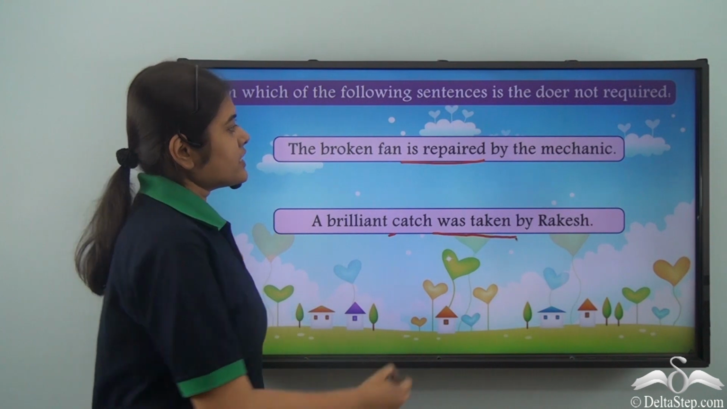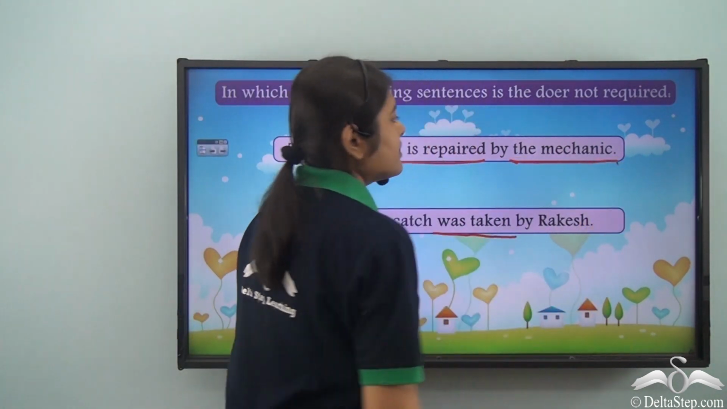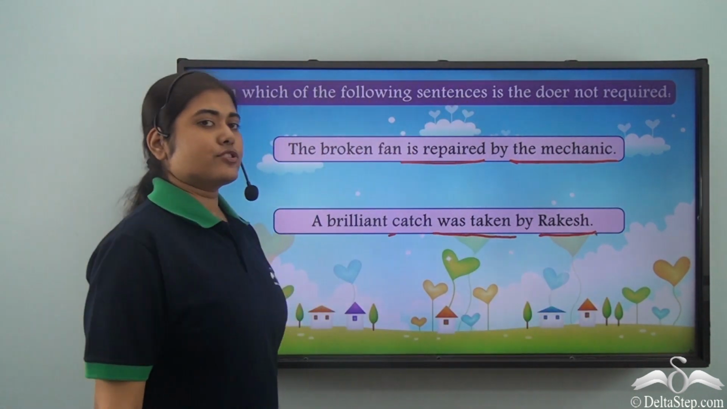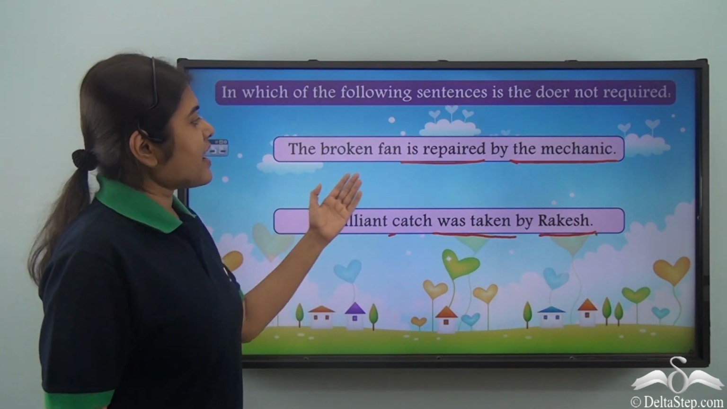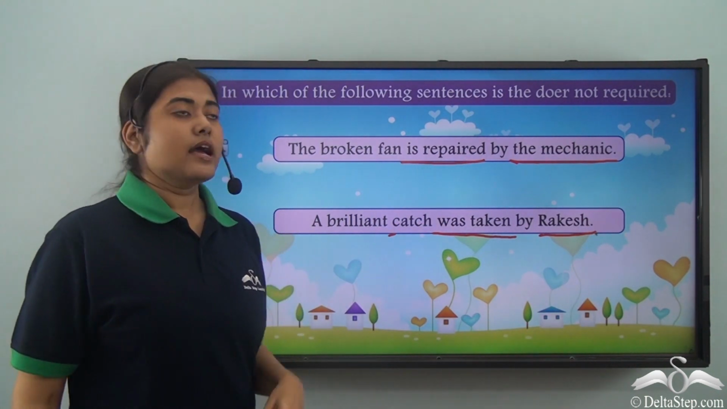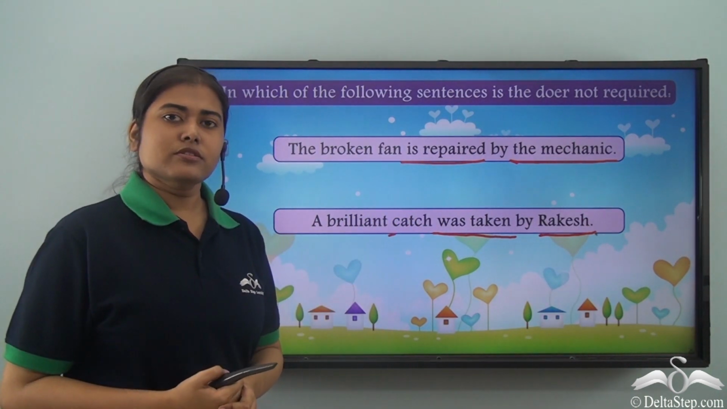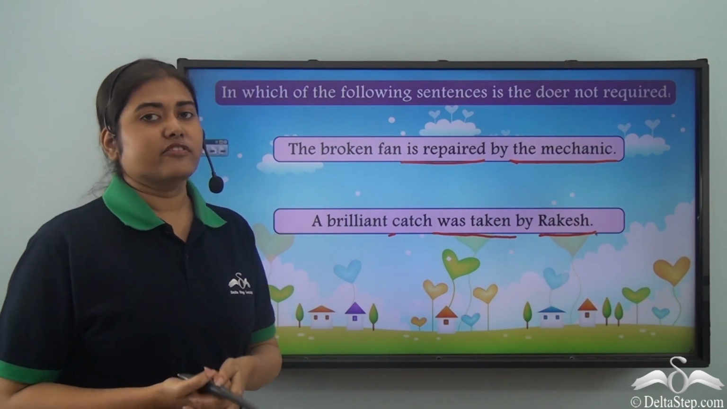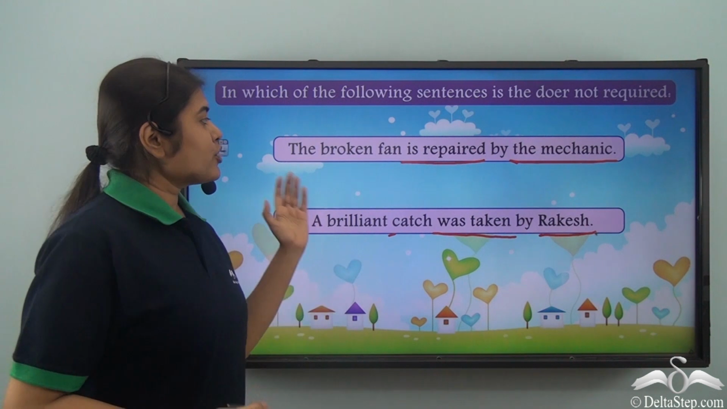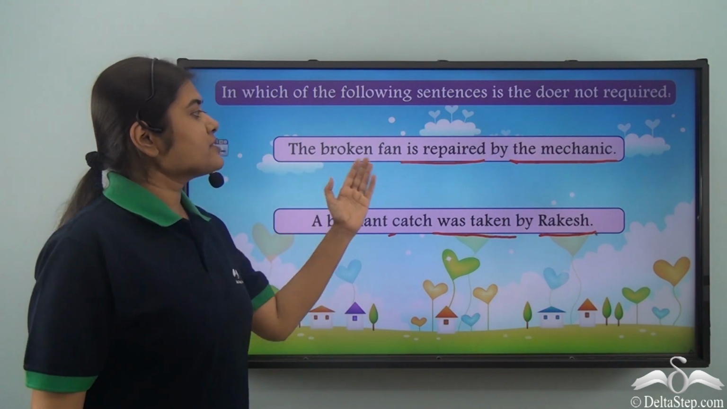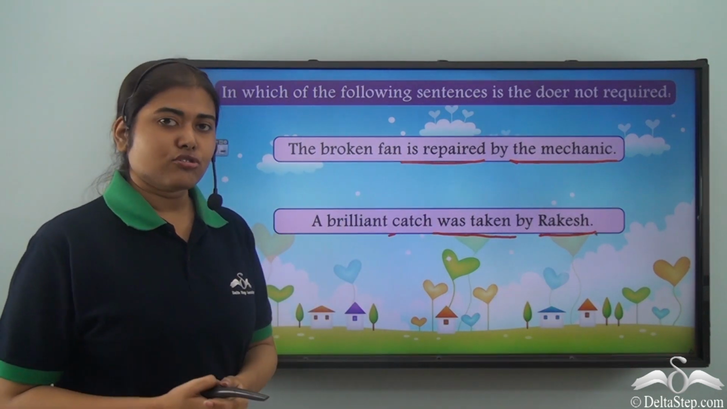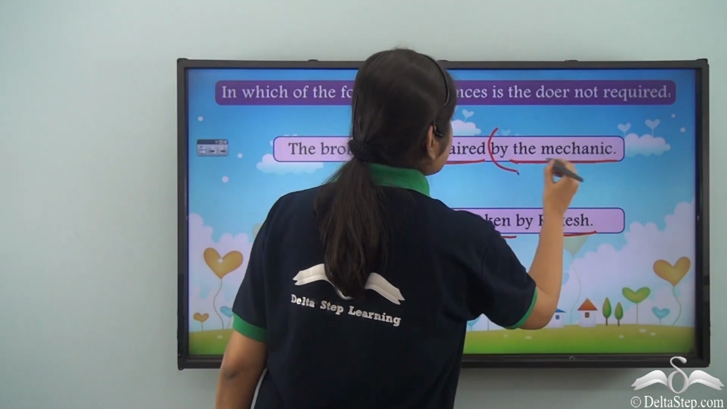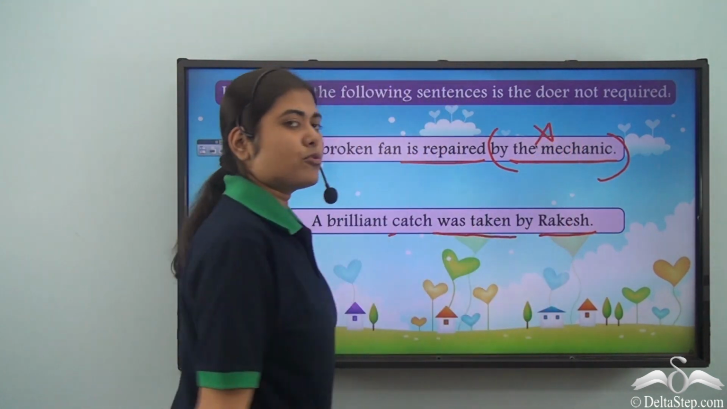But if you see in this case, the doer is the mechanic and in the second case the doer is Rakesh. Now when I say the broken fan is repaired by the mechanic, is the doer very important? No, because it is obvious that the broken fan will always be repaired by the mechanic. So even if I say the broken fan is repaired, it is understood that the mechanic has repaired the fan. So we can simply choose to omit this portion.